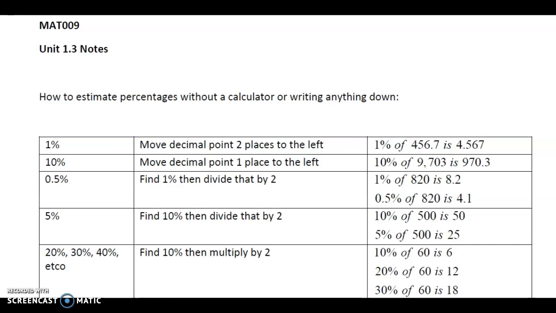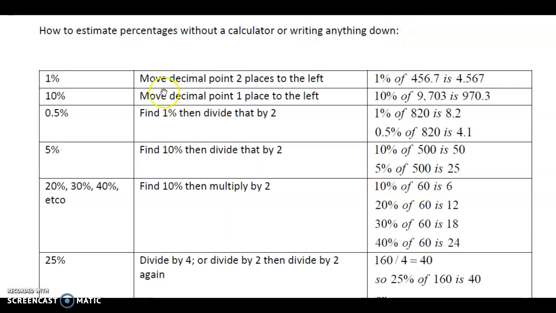So the first thing I wanted to talk about with you is how to estimate percentages without a calculator or writing anything down. This is just a great skill to have, so you could always determine whether or not an answer is reasonable by using these mental skills. I have a little table here for you with the percentage that you would estimate, how to do it, and then an example off to the side. Again, this is just if you're estimating without writing anything down, without going to the calculator.